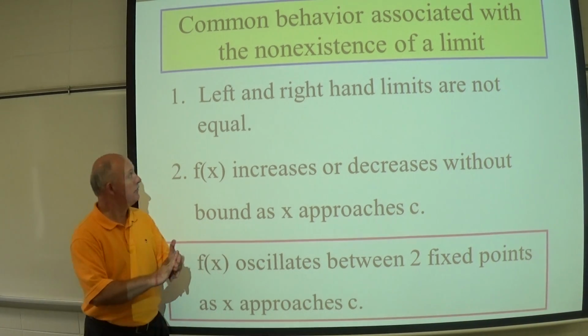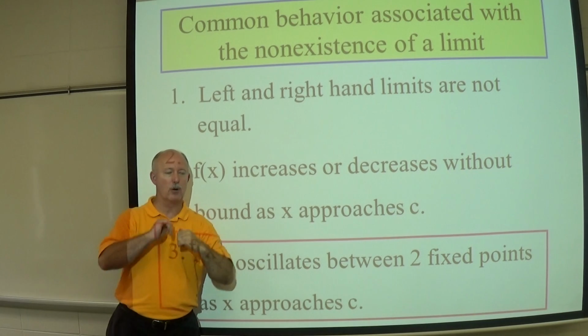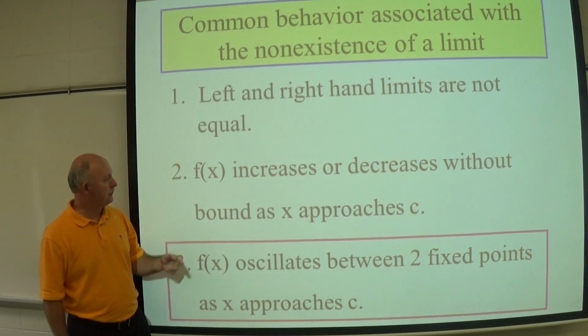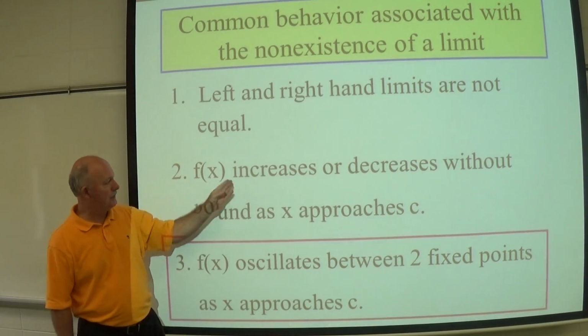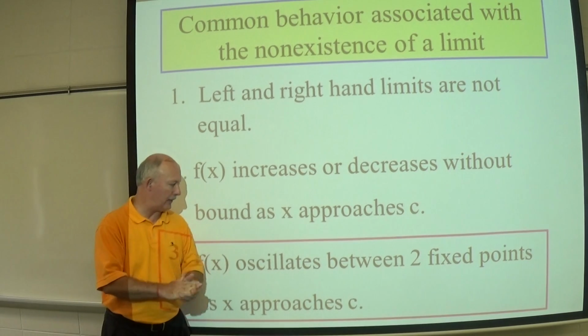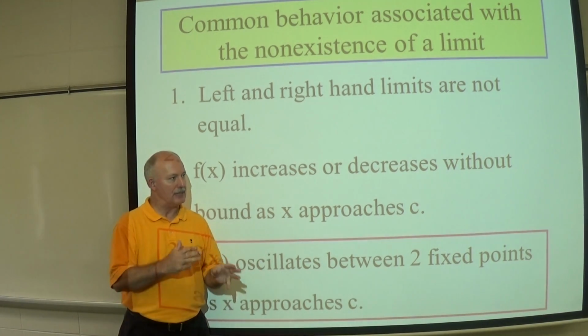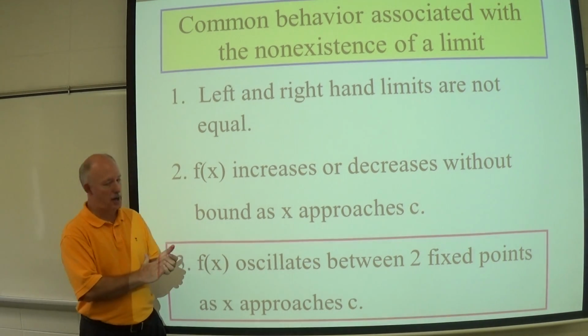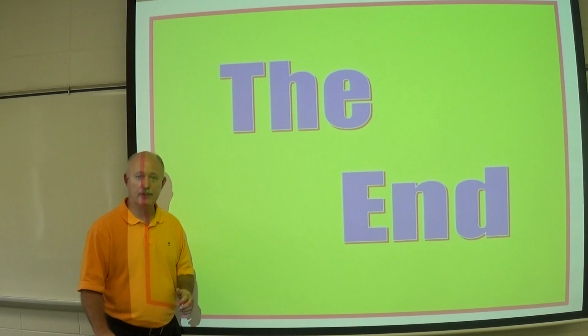So just to review: the left-hand limit does not equal the right-hand limit, which indicates a jump or a gap in your graph. A vertical asymptote, where y increases or decreases without bound. And last, oscillating behavior. So that's three instances in which you would not have a limit. And that's the end of our video.